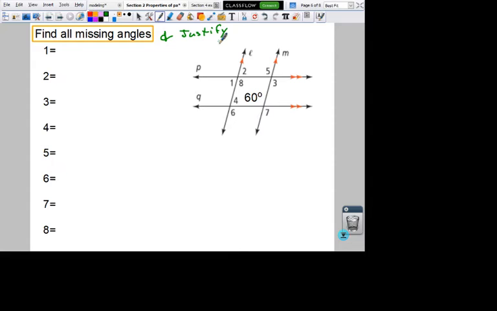Where is 60 right here? Yeah, that one right there. This one, right? Or is it this one? We could find that one, right? Because they are what kind of angles? Interior, right? What was that word before? Alternate. Same side interior. So which means they add up to what? 180.